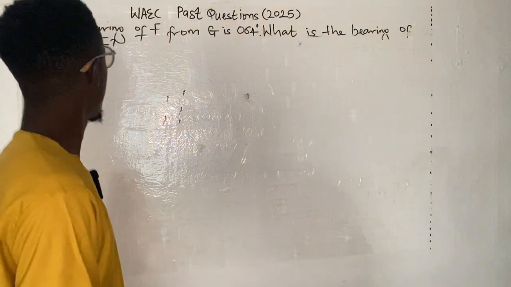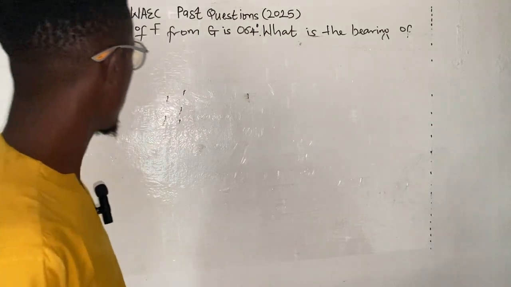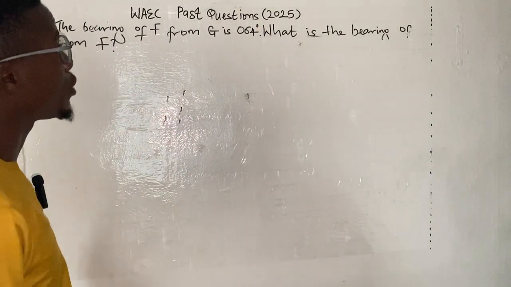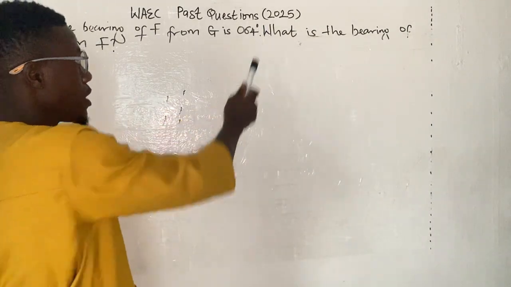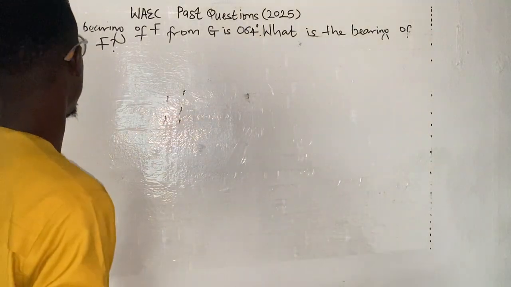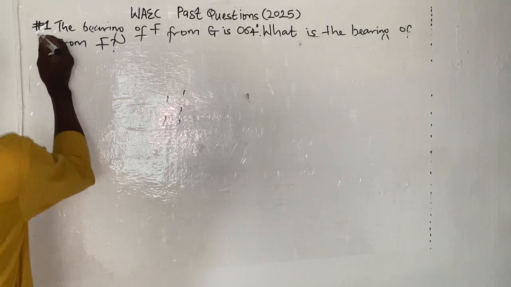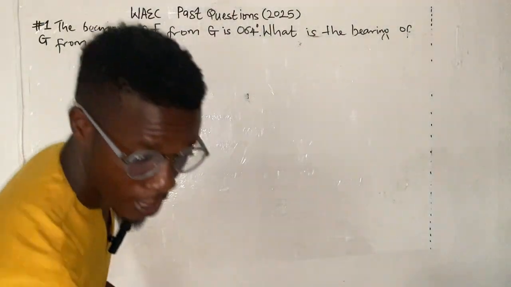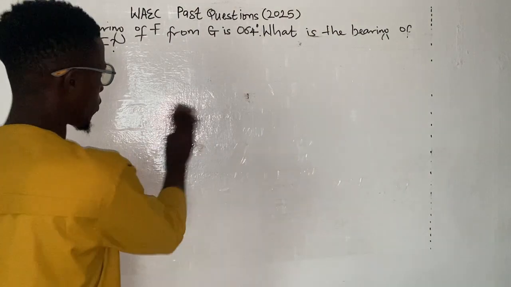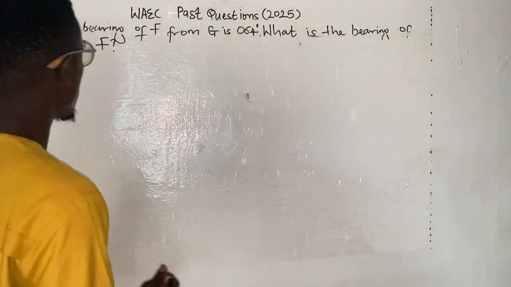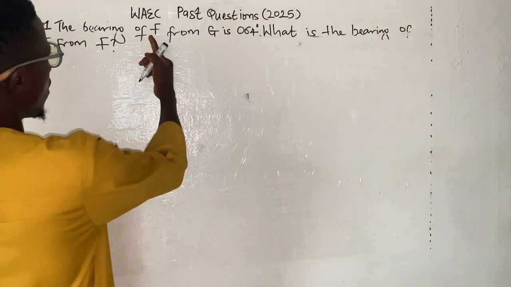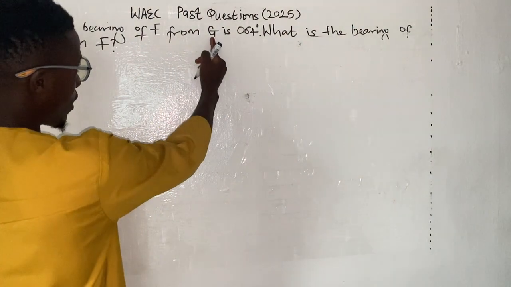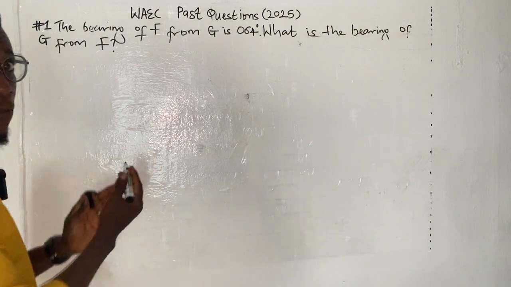So this is the first question. It's a simple one, and the question says the bearing of F from G is 64 degrees. What is the bearing of G from F? So this is a form of reversal bearing, and it's quite simple. This is how to look at the question whenever you see a question like this. The question is telling you that the bearing of F, note the "from", from G is this. So it is starting from G.